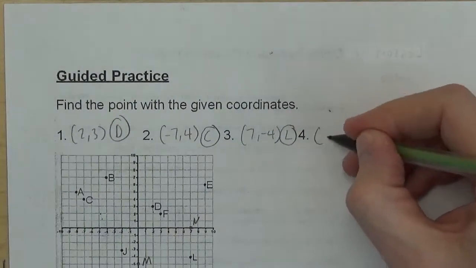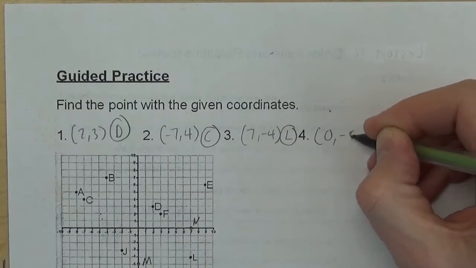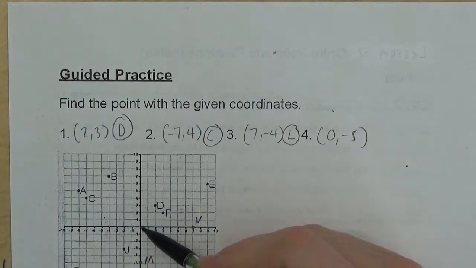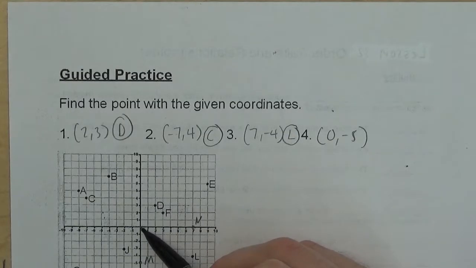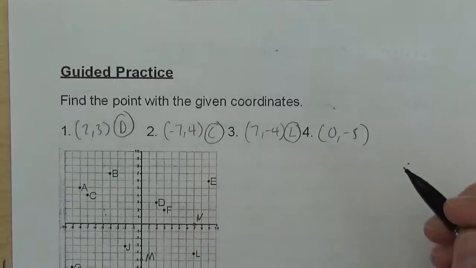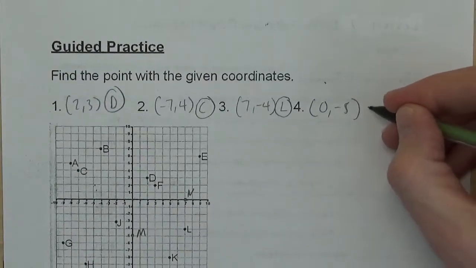And then number 4 is at 0, -5. So 0, -5 means for our x coordinate, we don't go forward or backward at all, 0. And then for the y coordinate, we go down 5. So -1, 2, 3, 4, 5. That was one of the ones we added there. That's M.